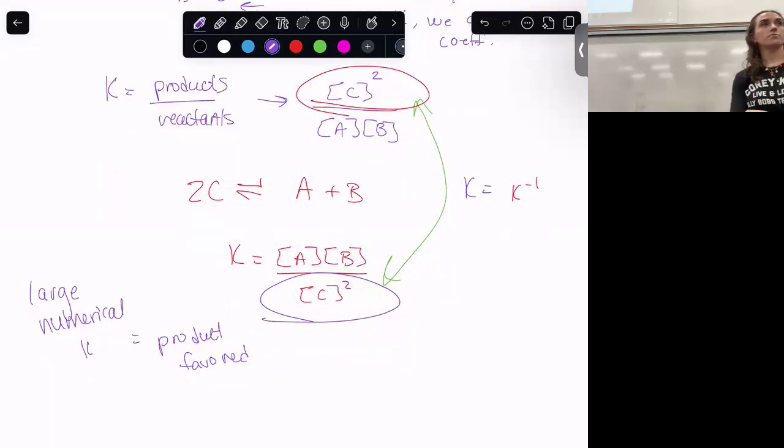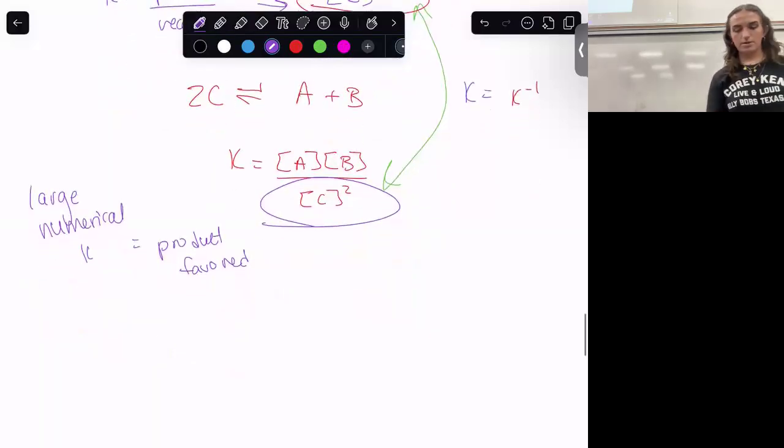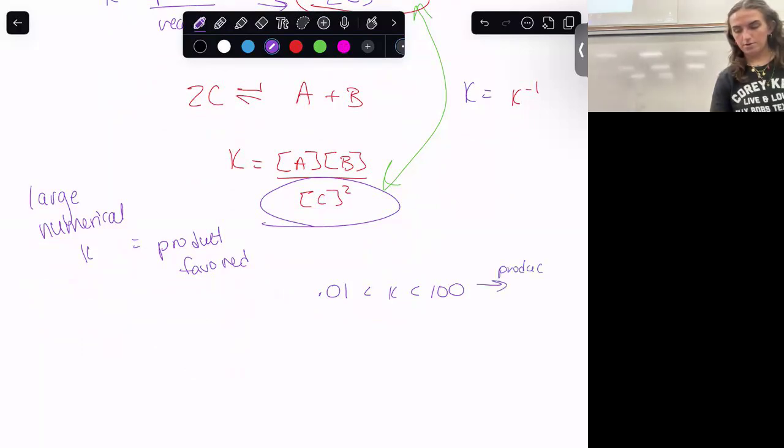Follow-up question. What are the bounds for that? This may sound silly, but how do I know if my number is large? Yep, so we say anywhere from 0.01 to 100, a magnitude of 100 in either direction. So 0.01 to K to 100, right? Anything above 100, not really anything above like 400, this would be product favored.